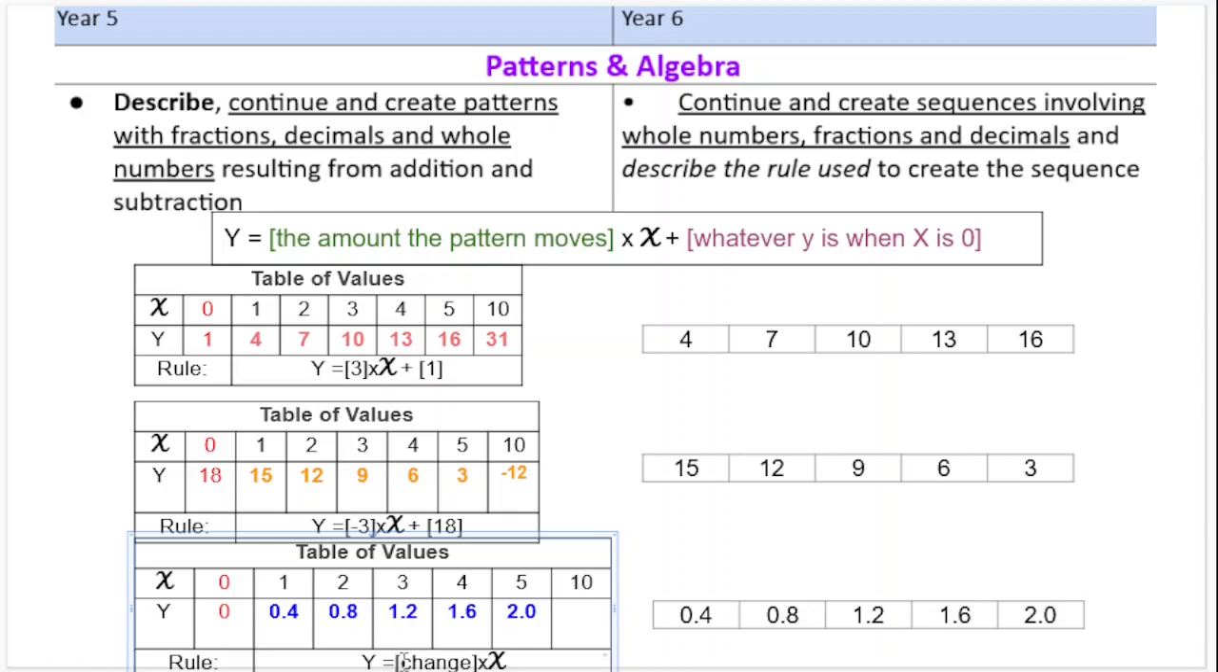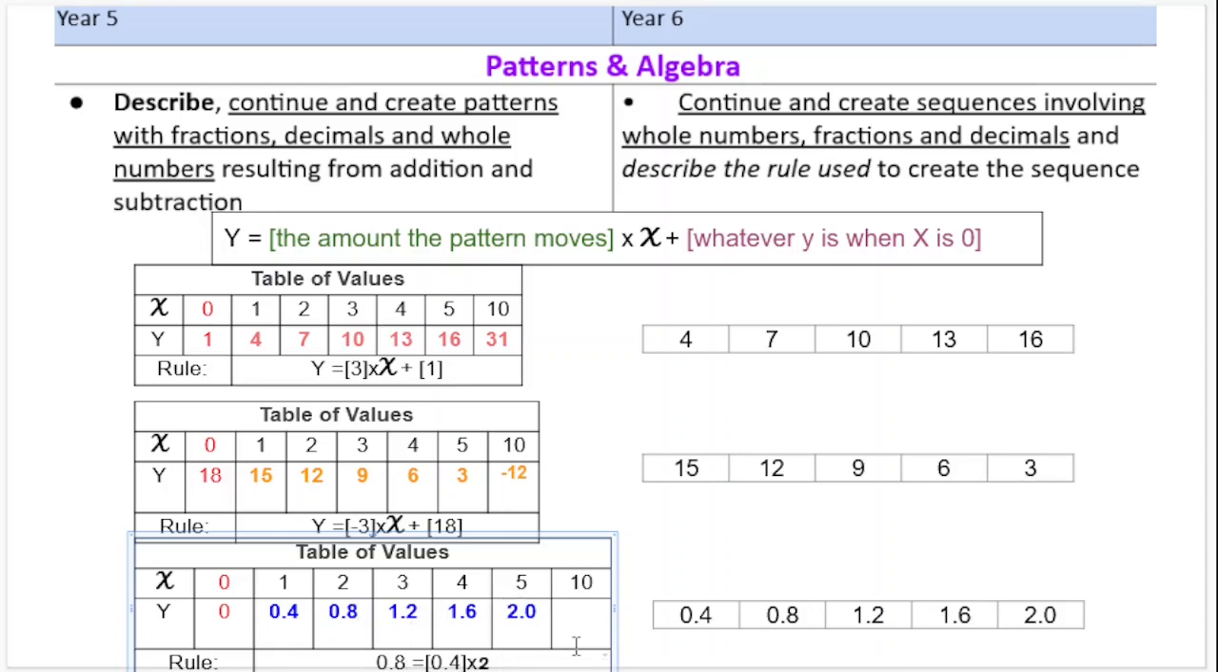So y equals how much it changes each time. Now it's going up by 0.4, isn't it? So it's 0.4 times x. Now let's test it out. What's 2 times 0.4? 0.8. So if x was 2, it'd be 0.4 times 2. Y, so 0.8. Let's test our formula. 0.8 equals 0.4 times 2. Yes, it does.